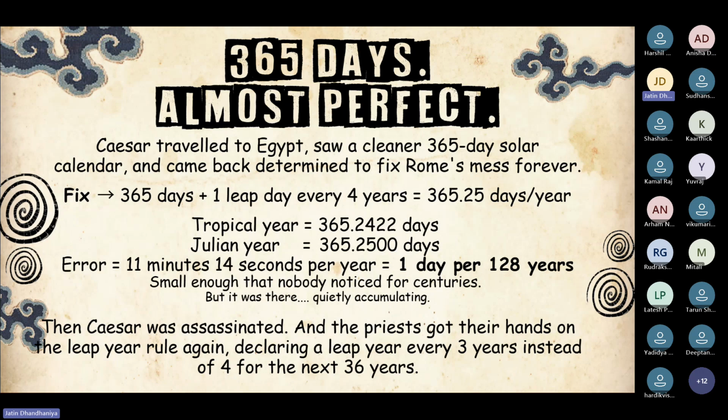Then Caesar was assassinated, and the priests got their hands on the leap year rule again, declaring a leap year every 3 years instead of 4 for the next 36 years because of political issues.